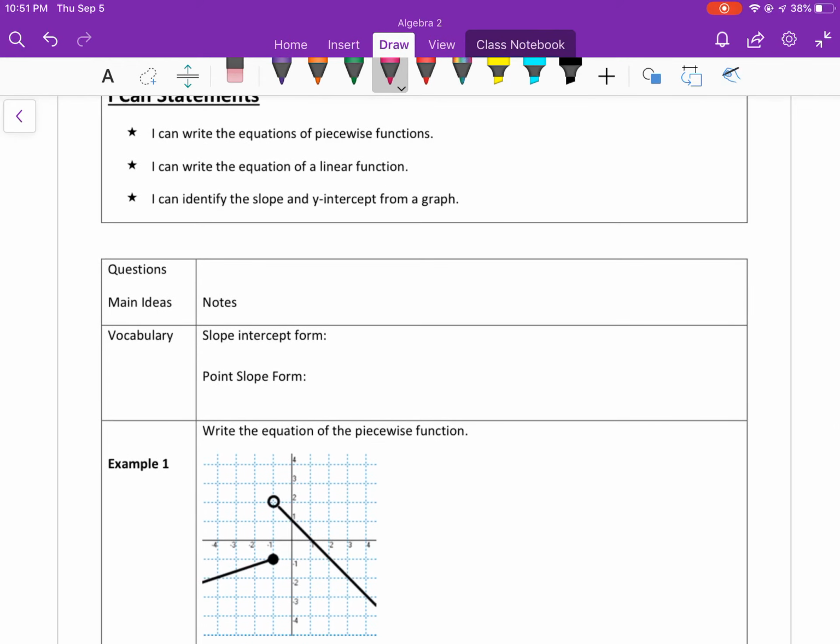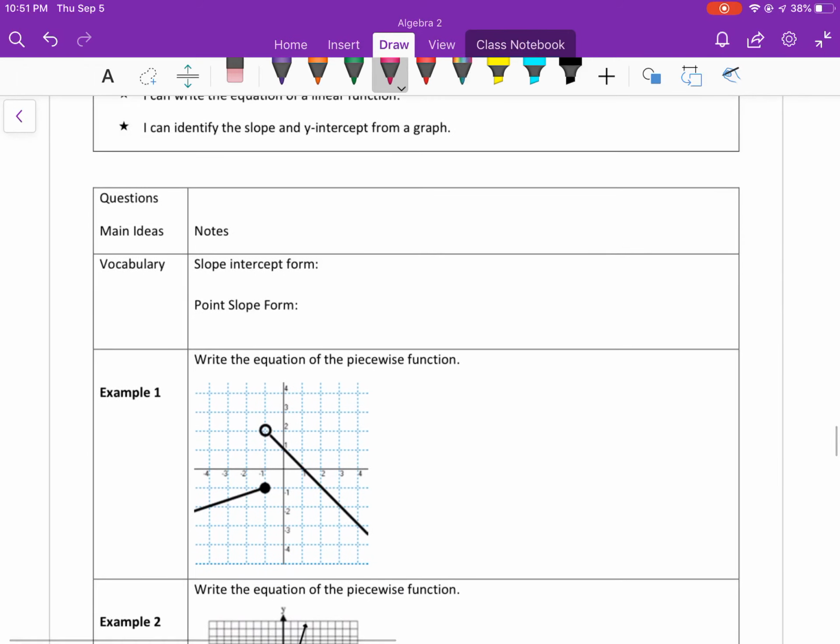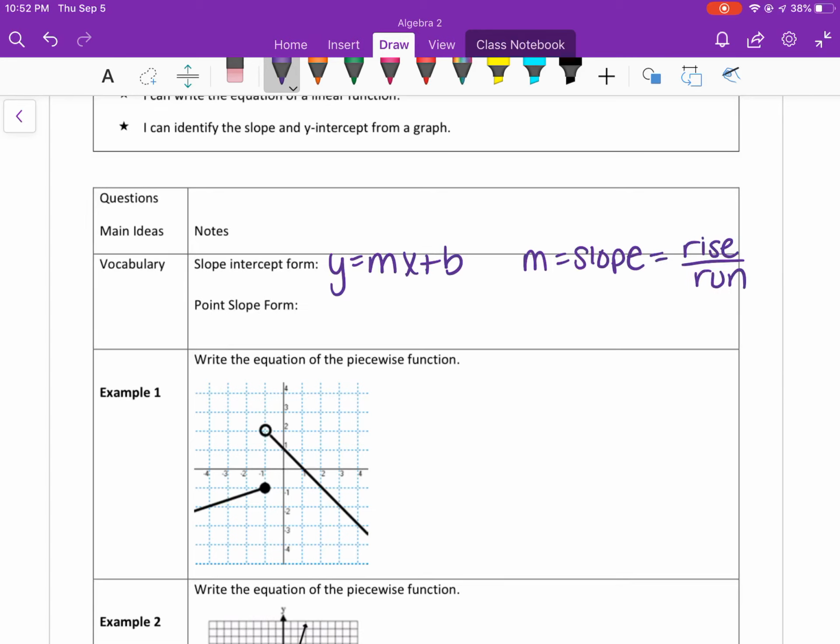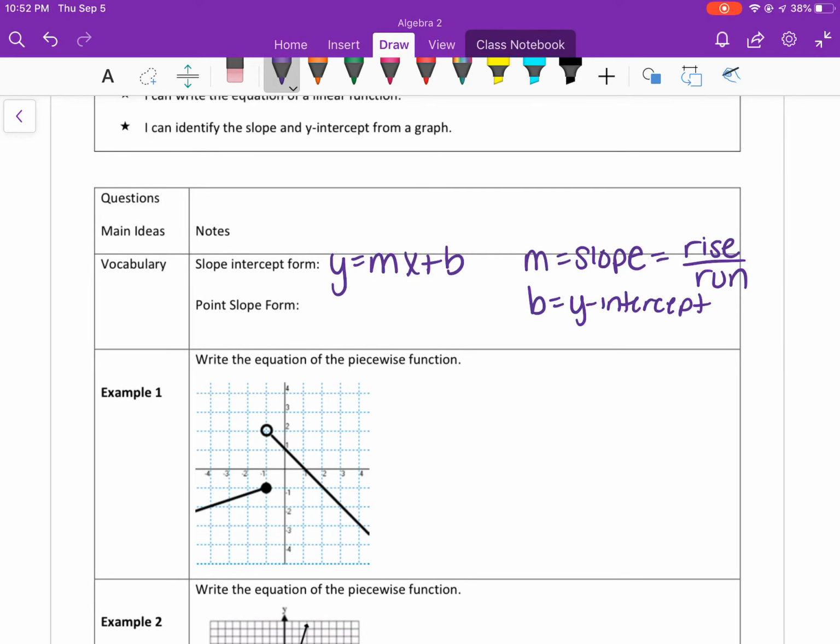So we do need to go over just a little bit of vocabulary first. First, remember slope-intercept form, that is our y = mx + b. And remember that m stands for slope, and we find that from our graph by looking at our rise over run. And then b stands for our y-intercept, and that's where it crosses the y-axis.